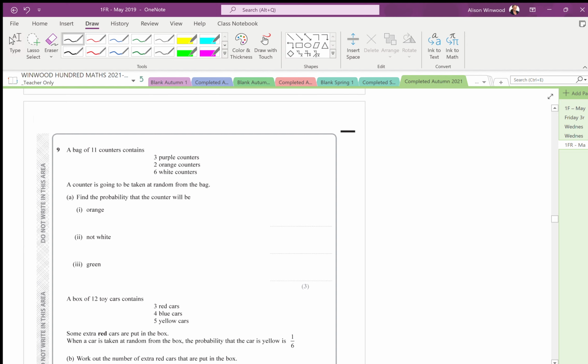To get an orange counter is 2 out of 11. Not white, well 5 out of the 11 are not white, and there are no greens.